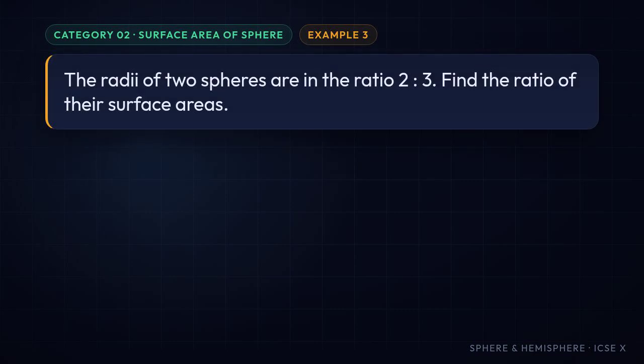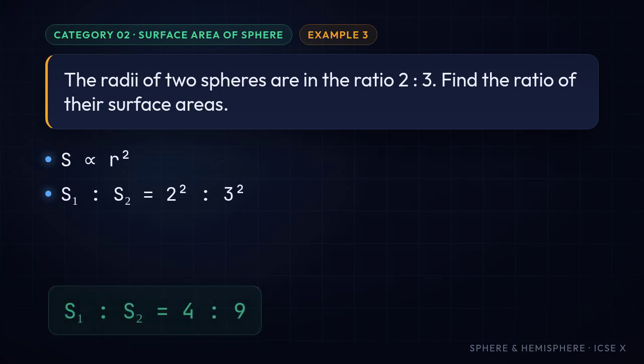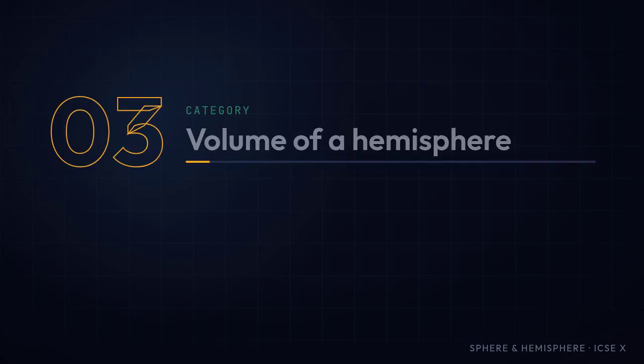Example 3. The radii of 2 spheres are in the ratio 2:3. Find the ratio of their surface areas. Since surface area is proportional to r squared, the ratio is 2 squared to 3 squared. That is, 4:9.